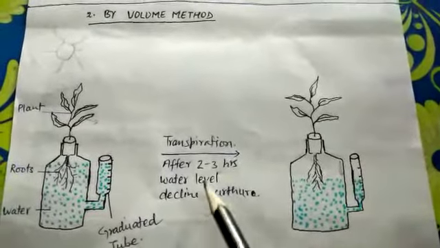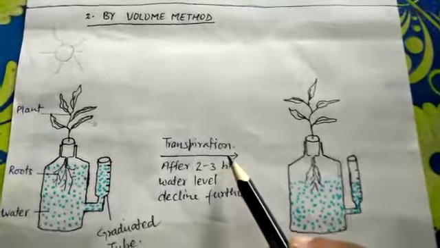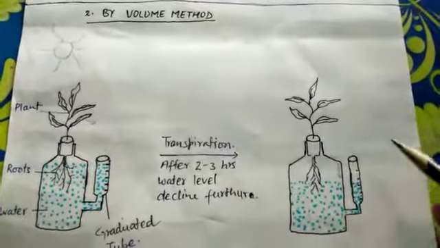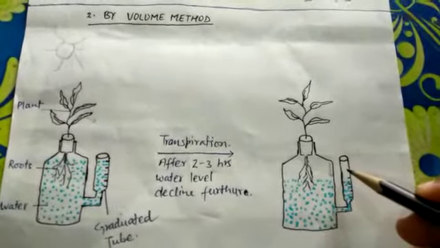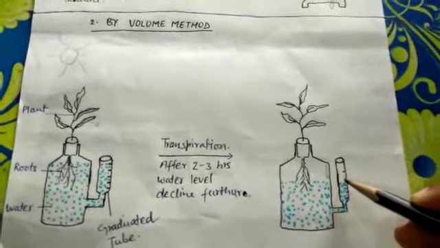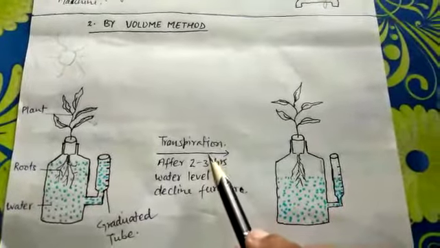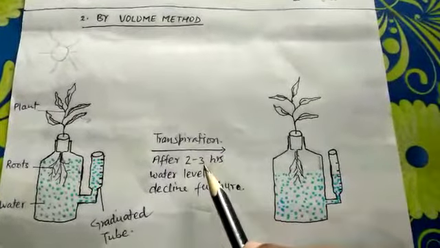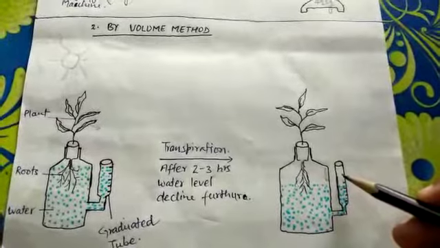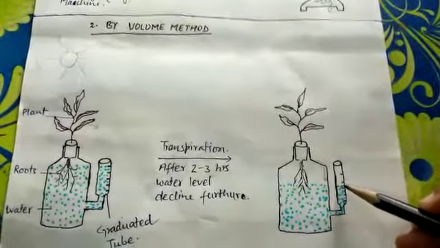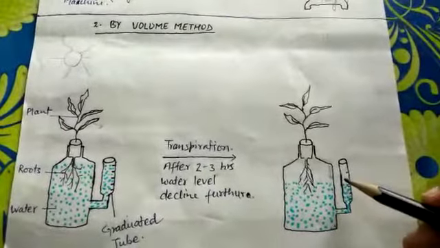If the intensity of sunlight is very high, then the transpiration rate will be very high. In this case, what will occur? The water level will decline very fast. In the next case, if the intensity of light is very low, then the rate of transpiration will be very low, and the decline of water in the graduated tube will be very slow. This means the loss of water mainly depends on the intensity of sunlight.